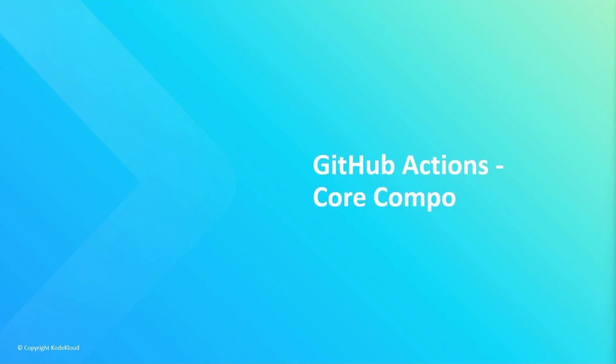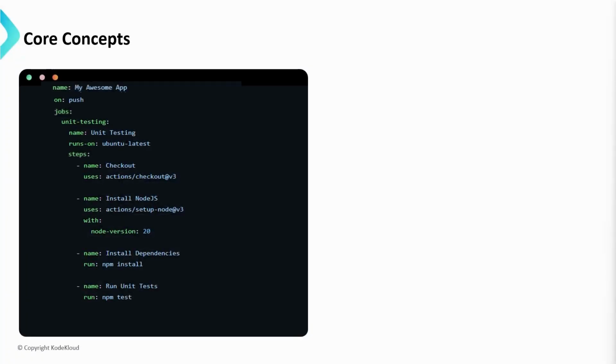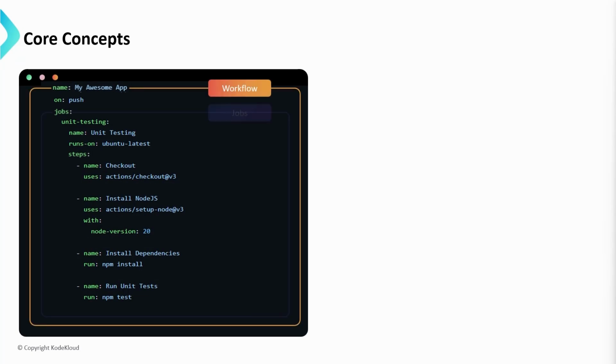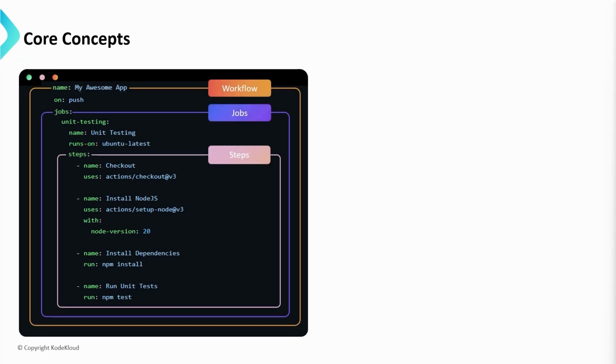Let's explore the core components of GitHub Actions. GitHub Actions consist of 3 key components, which are the workflow, jobs, and steps. So let's take an example and understand them.